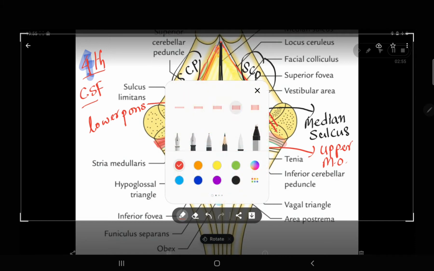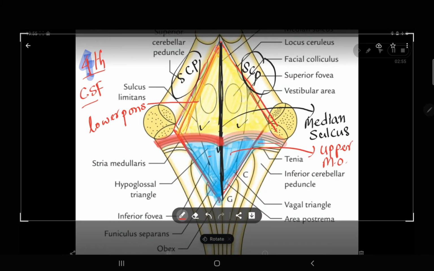Actually this stria, or striatum, is pointed towards the medulla. You can see the lowermost medulla, blue colored, and the uppermost pons, yellow colored. Now this stria is pointed towards the medulla. That's why this white fibrous band is called your stria medullaris. I am writing stria medullaris, SM.